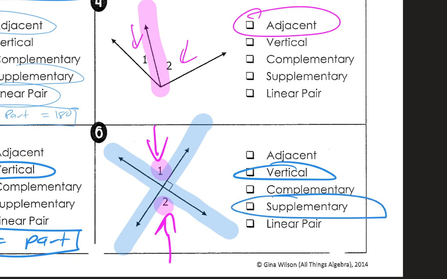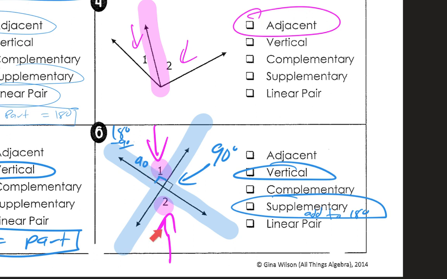Now, they also are supplementary. And you may be thinking, why are they supplementary? That means they add to 180. Well, let's check this out. This one is 90, right? If we look at these two right here, these two have to add up to 180. Well, if this one's 90, that means this is 180 minus 90, which is equal to 90 as well. So this is also 90, so I can put a box there for that being 90.